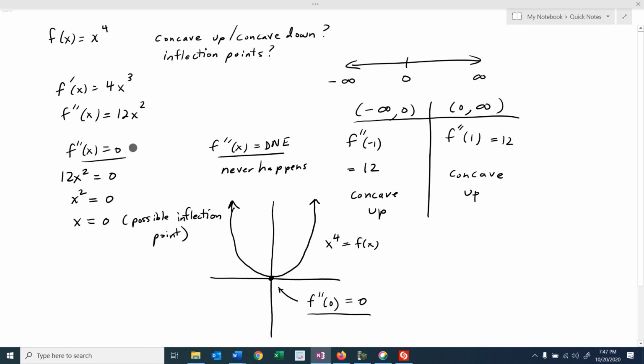Just because the second derivative is 0 or doesn't exist doesn't mean that you have an inflection point there. But if you have an inflection point, then the second derivative must be 0 or it doesn't exist at that point. And that's why this is simply a candidate. After you look at both of these cases, you get a list of candidates, right? Possible inflection points, which need to be classified as either being inflection points or not by looking at the sign chart.